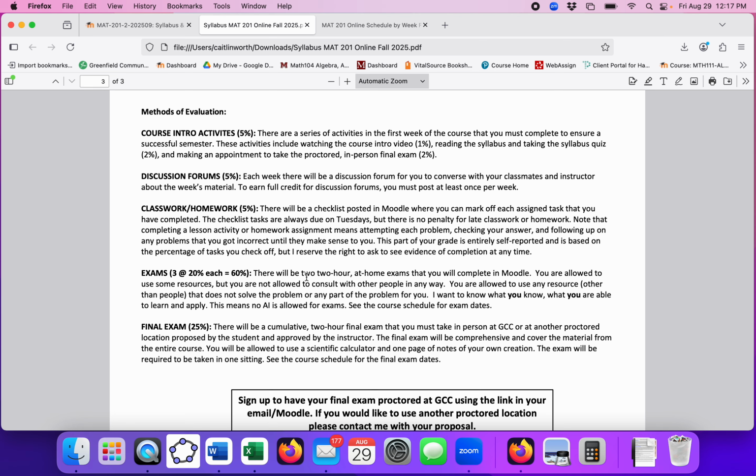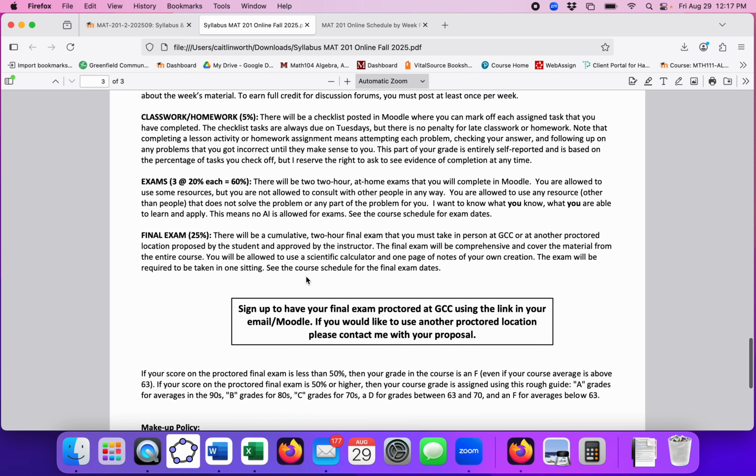So 3 exams that you take on Moodle at home. And then your final exam is worth 25% of your grade. It is cumulative, covers everything from the semester, takes 2 hours. You must take it in person at GCC or at another proctored location proposed by the student and approved by the instructor. So the final exam is comprehensive, covers material from the entire course. You'll be allowed to use a scientific calculator and 1 page of notes of your own creation. But you do have to take the exam in one sitting, and you sign up for an exam sitting via a link in Moodle. I'll show you in just a minute, okay?